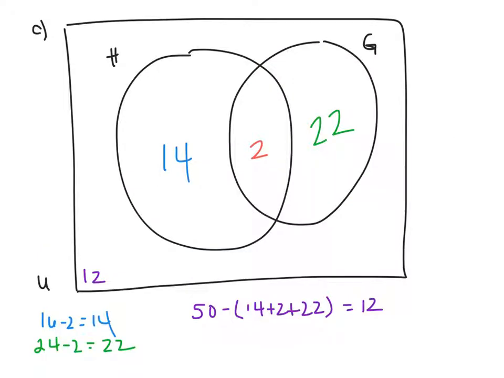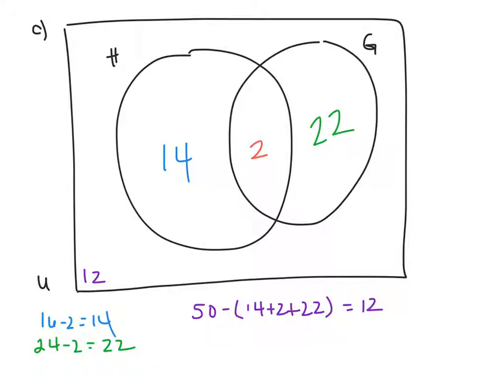Part C wants us to create a Venn diagram to represent this information. So we have our rectangle on the outside that we label U, and then our 2 circles that intersect in the middle, labeled H and G for history and geography. They gave us that 2 students are in both history and geography, so that 2 goes in the middle. Then there were 16 total students taking history. That means 14 of them are just taking history and not also taking geography. 16 minus 2 is 14.